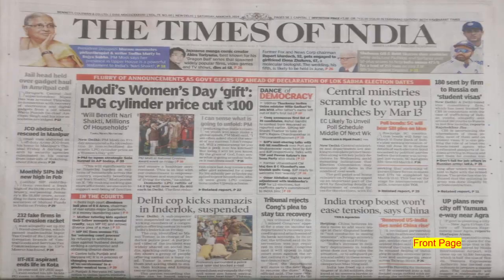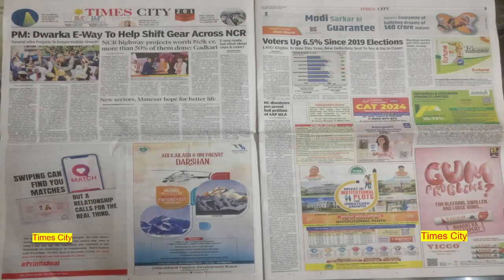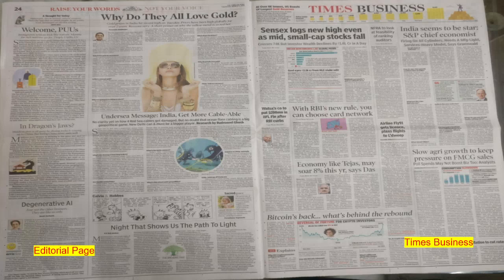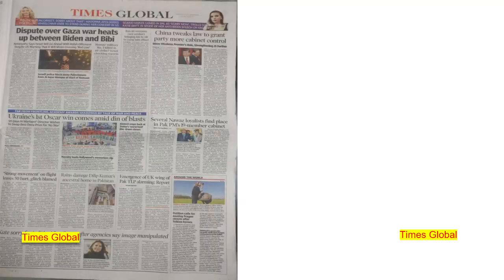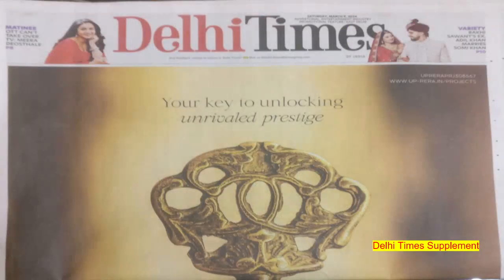So Times main page, then Times City pages are there, then Times Nation is there, and then this editorial section on the left hand side, and Times Business on the right hand side, and then Times Global is there, and then you see Times Sport is there. And in the end, another supplement we have, Daily Times. So this is the whole paper of the Times of India.